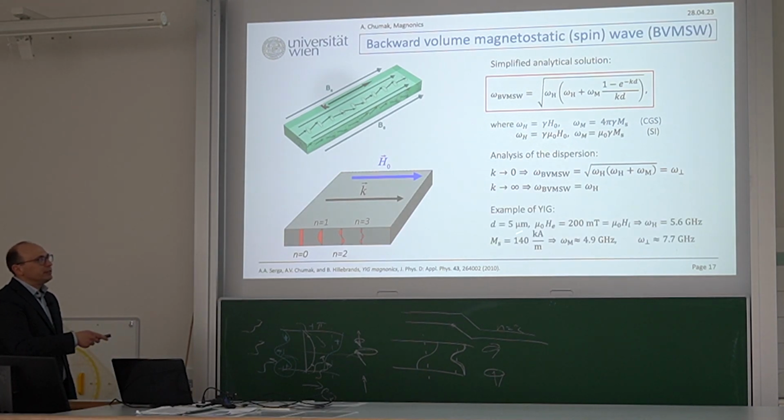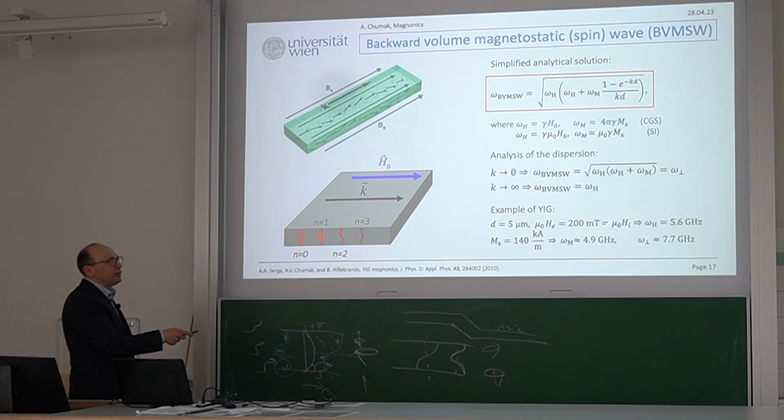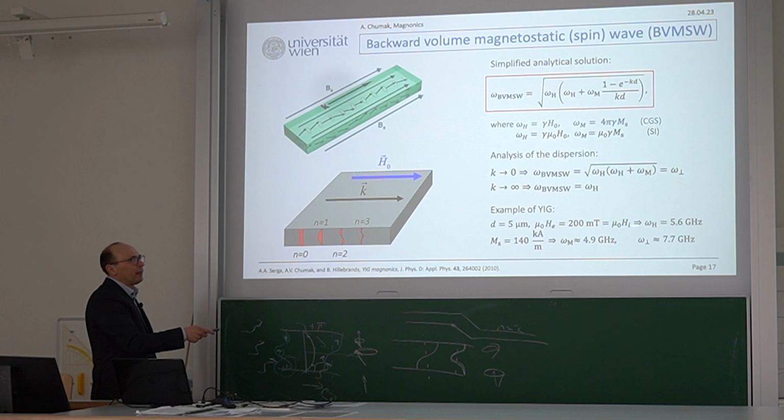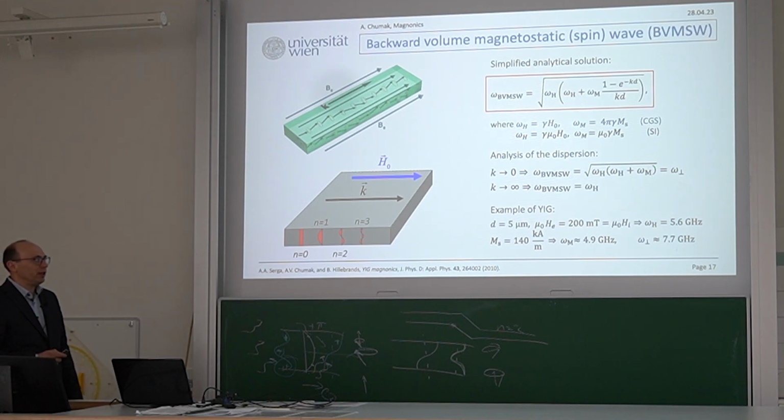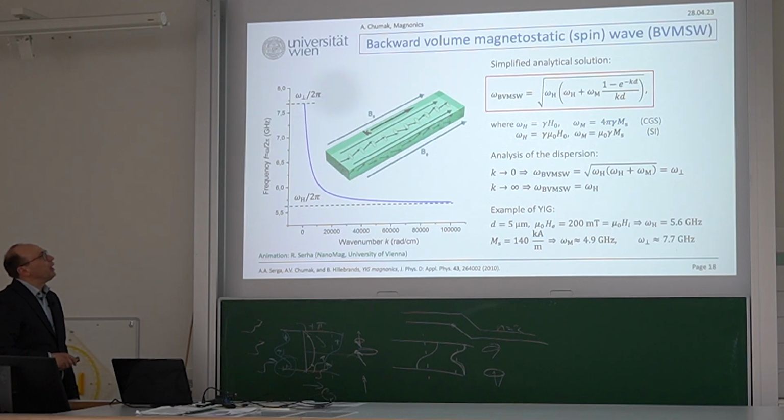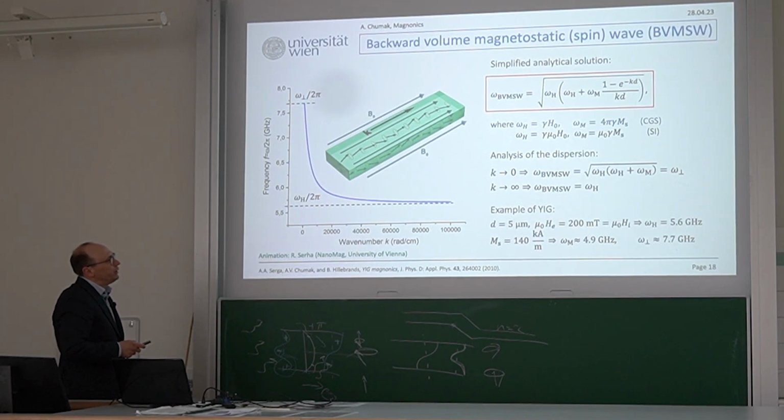And again, the same example. All is the same except that the internal field now is equal to the external field. That's why omega h is equal to 5.6 gigahertz. And the frequency of our wave is around 8 gigahertz. So much higher frequencies because we don't have demagnetization. And that's the dispersion curve. So we start with omega h, and then it goes down, and then it saturates at this level.